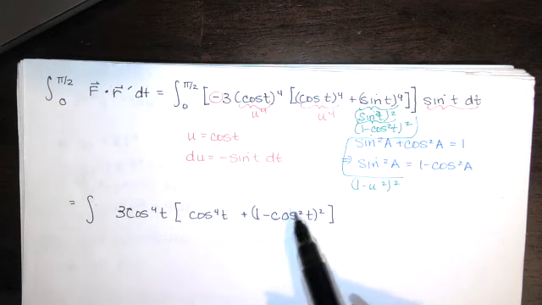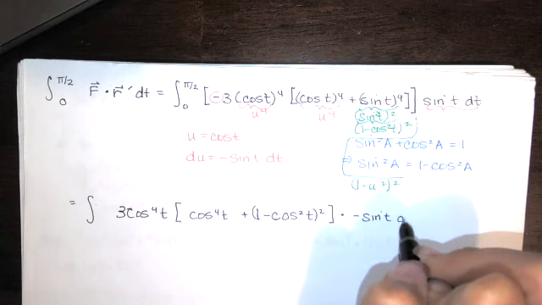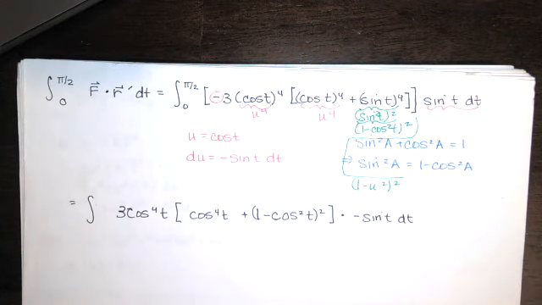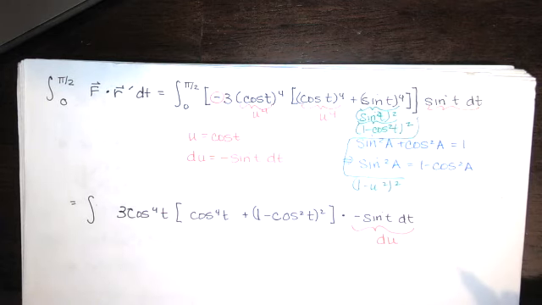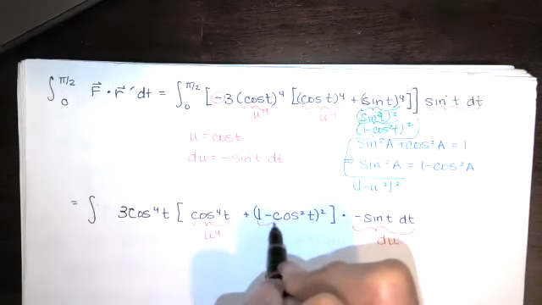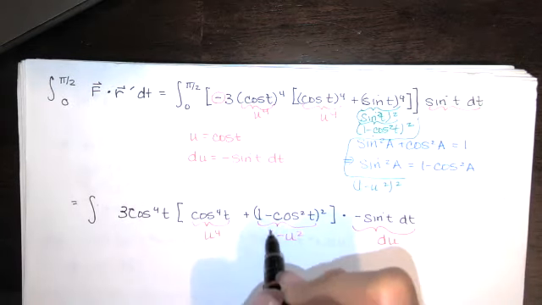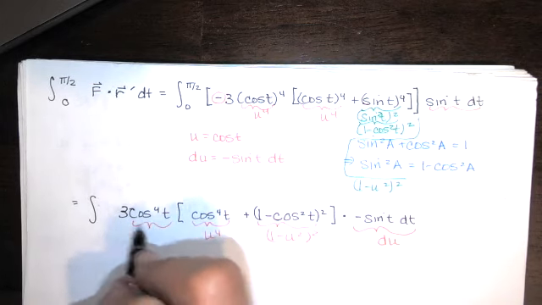Okay, so that's all in terms of cosine. And I've got the negative sine of t dt as my factor off to the far right. Okay, well, if u is equal to cosine, du is negative sine of t dt. This is u to the 4th. This is 1 minus u squared, quantity squared. We're taking all of that and multiplying by 3 times u to the 4th.